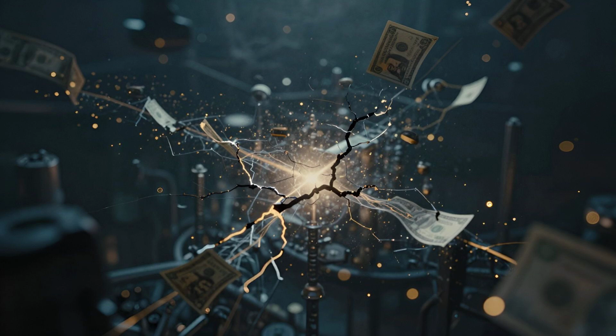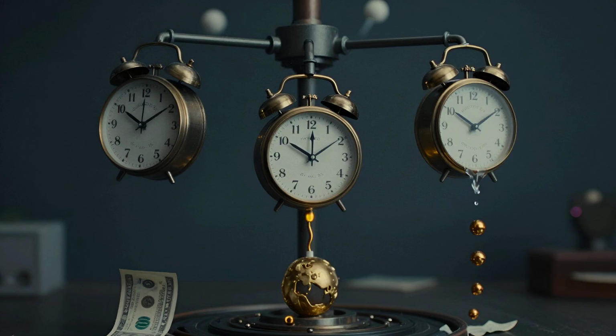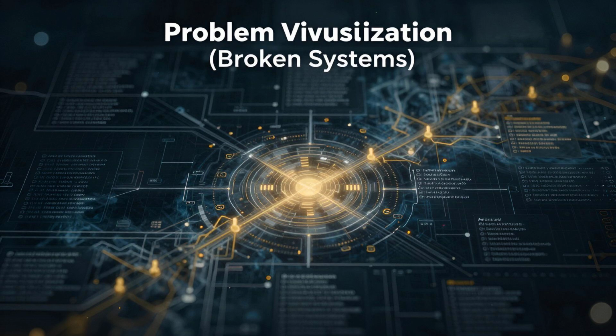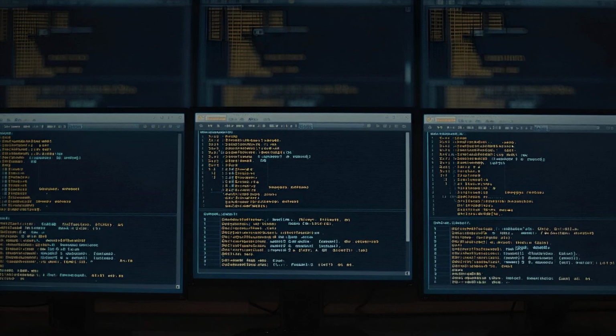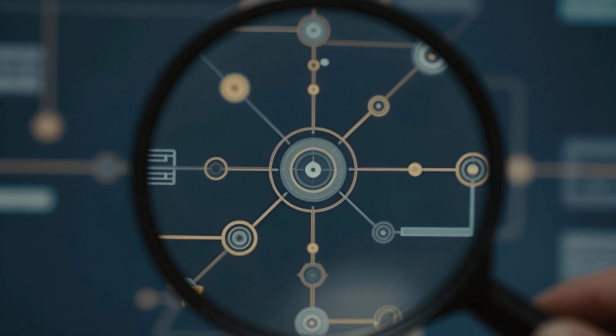Phase 2, entropy mapping. Every system leaks. Time, money, energy, attention. This phase finds where the leaks are. Redundant work, undefined ownership, information that exists in 3 places and matches in none. You are not fixing anything yet. You are locating the waste before it hides from you.